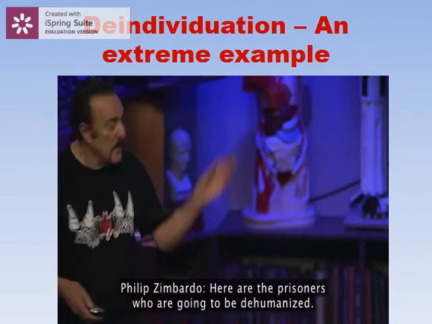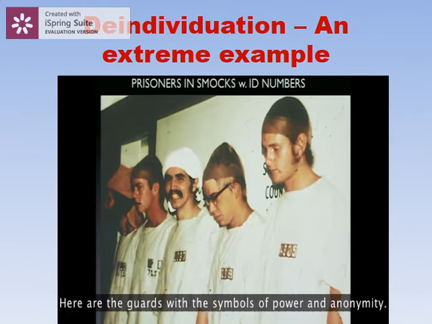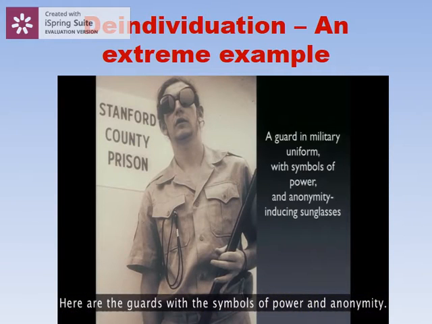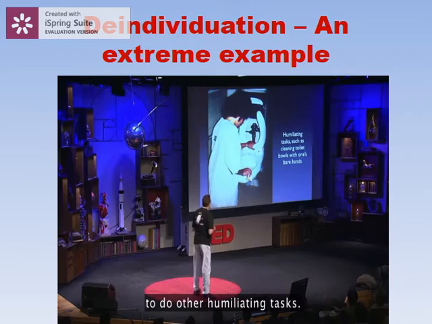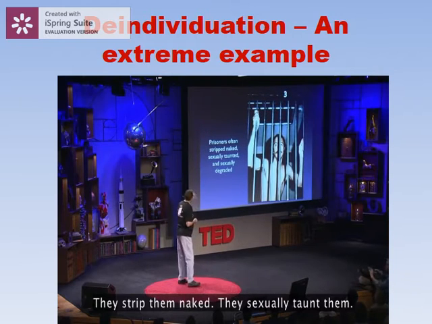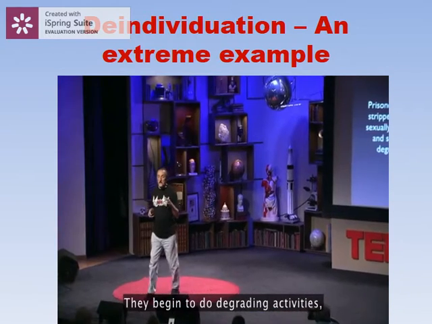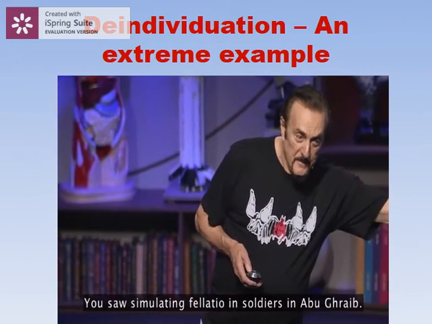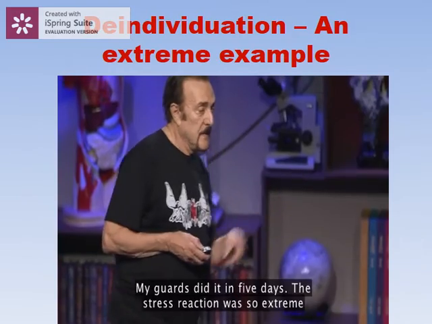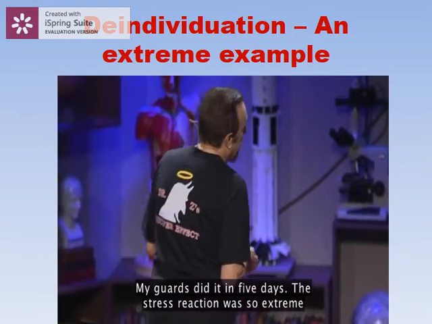Here are the prisoners who are going to be dehumanized. They're going to become numbers. Here are the guards with the symbols of power and anonymity. Guards get prisoners to clean their toilet bowls with their bare hands, to do other humiliating tasks. They strip them naked. They sexually taunt them. They begin to do degrading activities, like having them simulate sodomy. You saw simulating fellatio in soldiers in Abu Ghraib. My guards did it in 5 days.